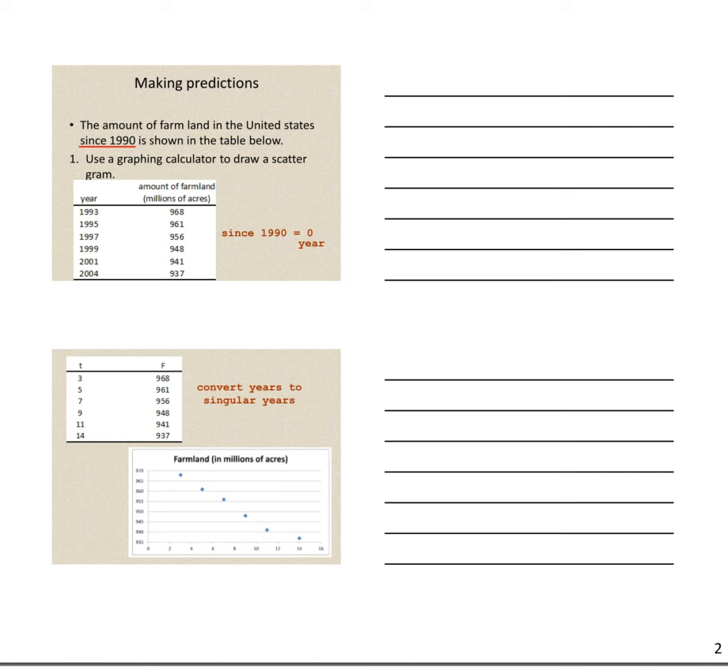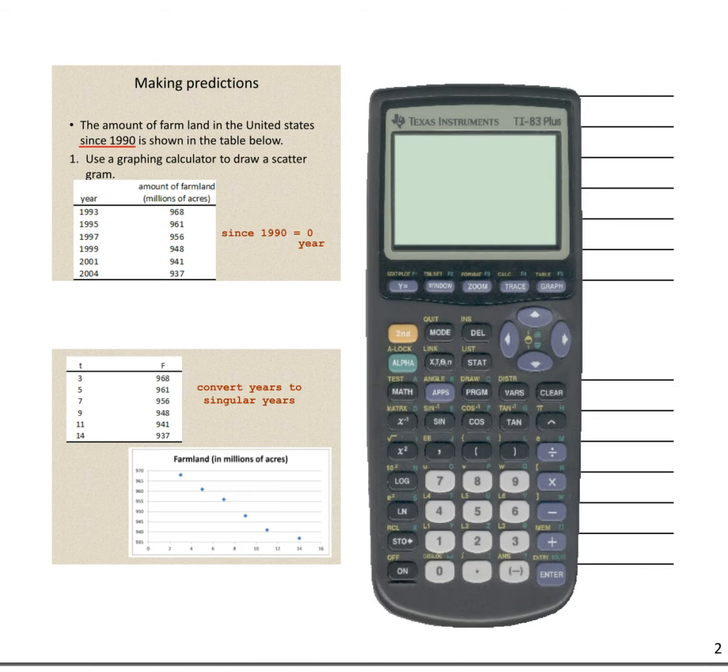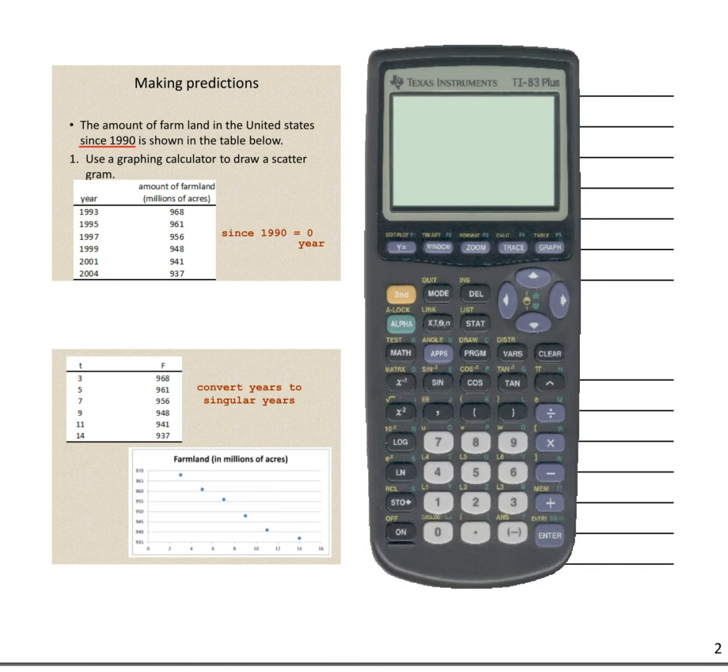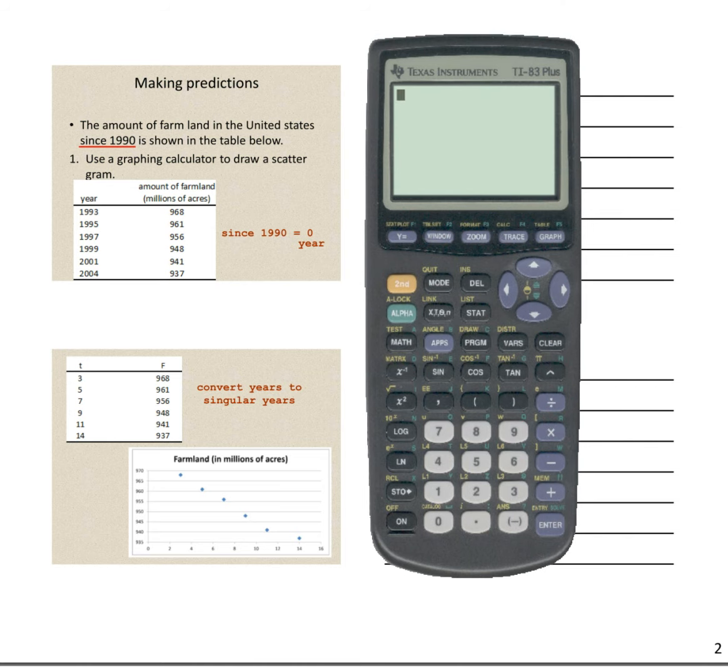So let's try graphing this with a calculator. That way we get some practice on how to use our calculator. When we're trying to graph with our calculator, the first thing we've got to do is turn on your calculator. The very bottom left is your on button. Once you've got it on, clear anything that you might have on the screen.